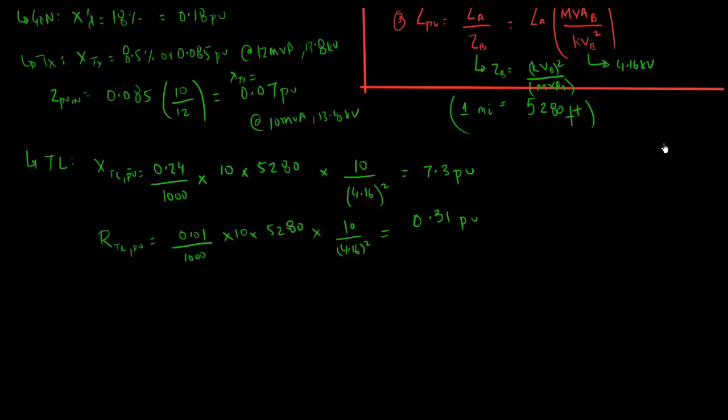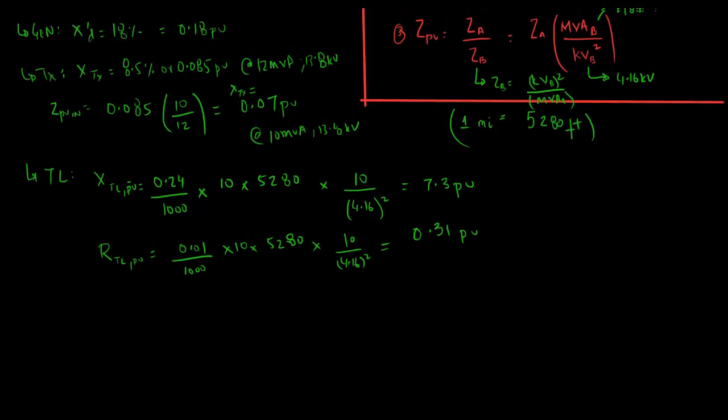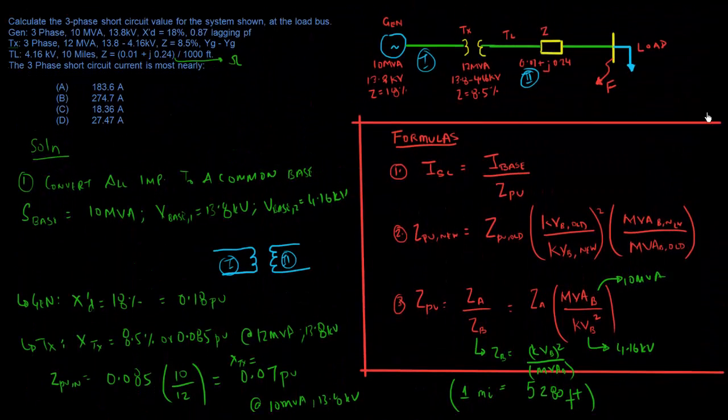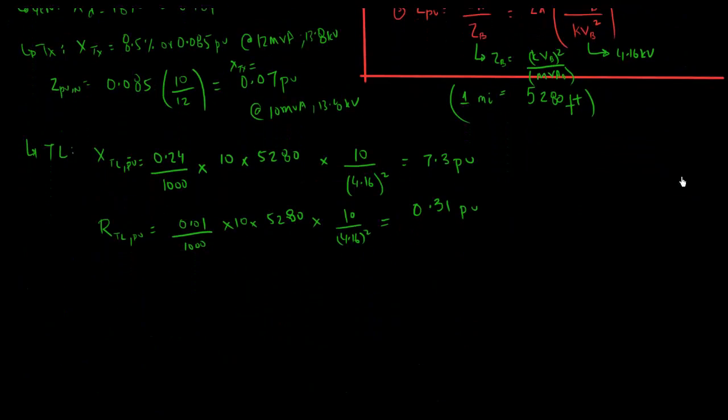So now what we've done here, we've converted all our impedance values to the common bases. So we've converted our generator, we have our transformer, and we have our transmission line. So our step two is going to be to calculate the system impedance.